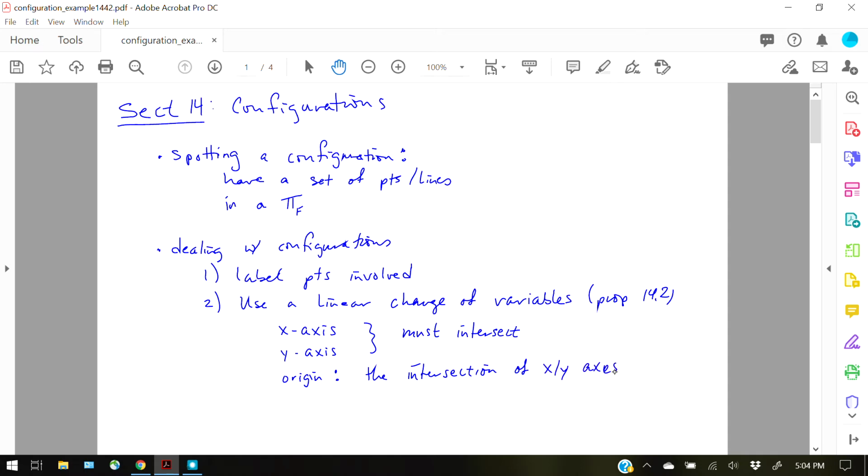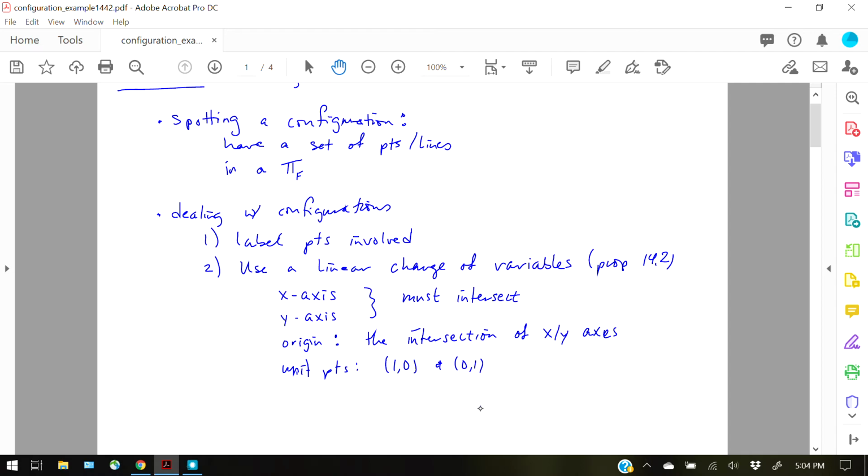Okay. You then go ahead and pick your unit points. And remember, unit points are simply the points that are going to be tagged as (1, 0) and (0, 1). And the only specification on them is they have to be on the respective axes, and they can't be the origin. Why? Because 1 and 0 are not allowed to be the same object.